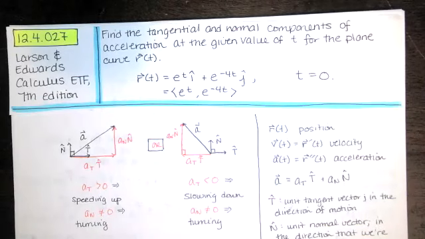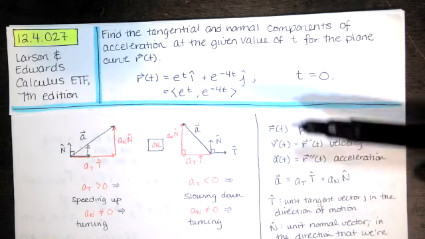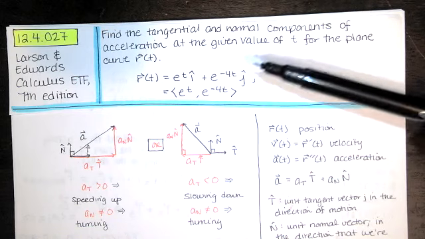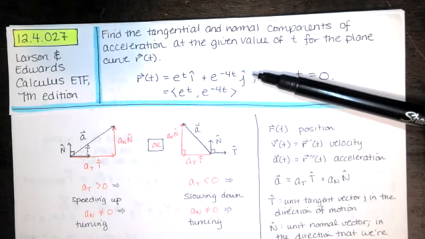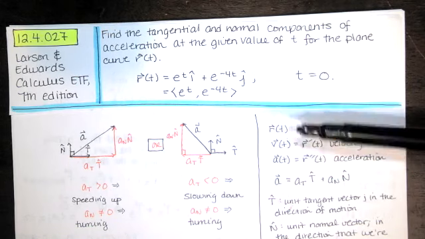In this video, we solve problem 12.4.027 from the Larson and Edwards Calculus Early Transcendental Functions text, 7th edition. We're asked to find the tangential and normal components of acceleration at the given value of t for the plane curve generated by the vector valued function r of t. r of t is e to the t times i hat plus e to the negative 4t times j hat.